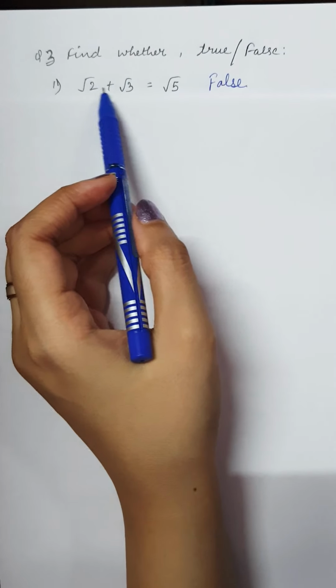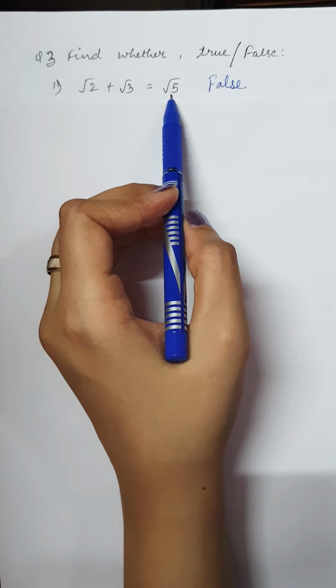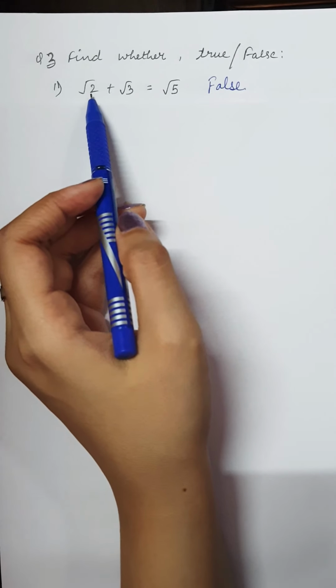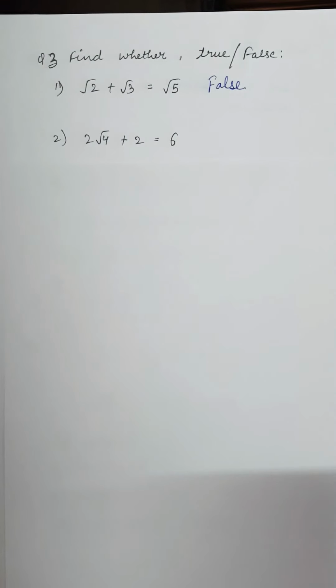Right, I told you that in addition we cannot just add the two numbers. What I need to do is add the values of root 2 and root 3. Then I will get the proper answer. Next, check it out: true or false.